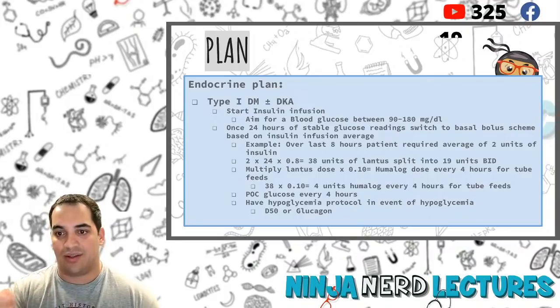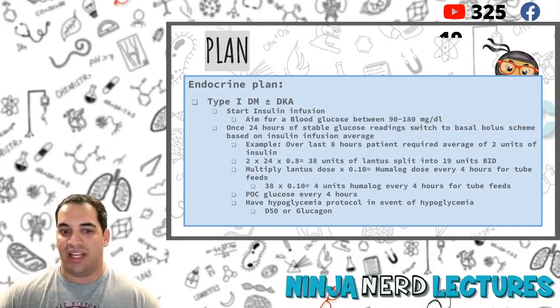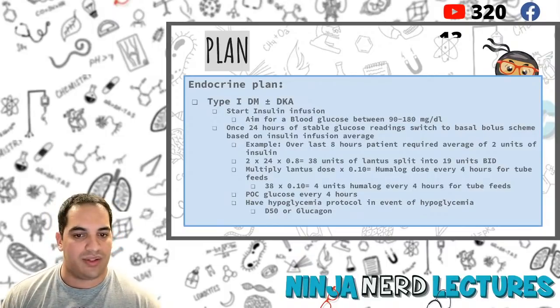That's how much Lantus, or long-acting basal insulin, that you would give. And that comes out to about 38 units total. Split that into BID because that's too much to give in one dose.